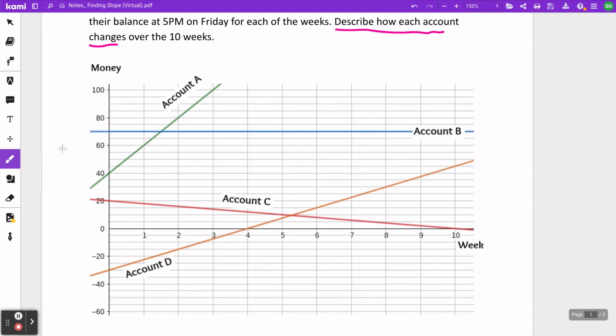Look at the graph and see if you can figure out how you would describe account A and specifically how it's changing over time. If you need to pause the video, you can do that, but take some time to look at account A and see if you can describe it.